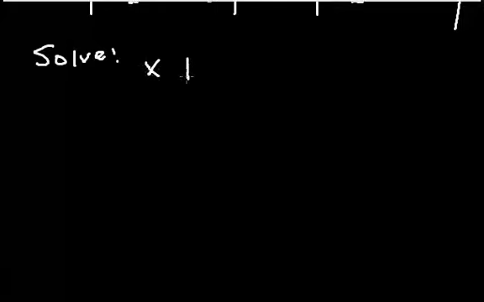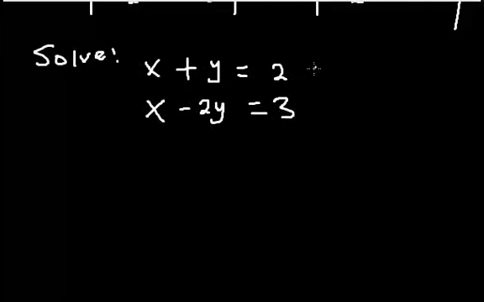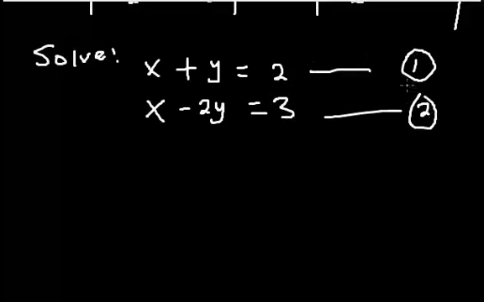Okay, so let's illustrate this. Let's look at a situation where you are being asked to use Cramer's rule to solve, let's say, x plus y is equal to 2, then x minus 2y is equal to 3. These are equation 1 and equation 2.